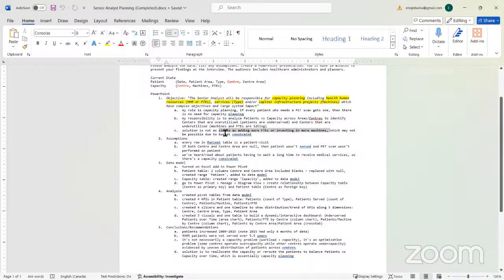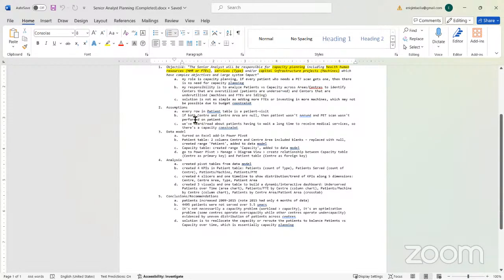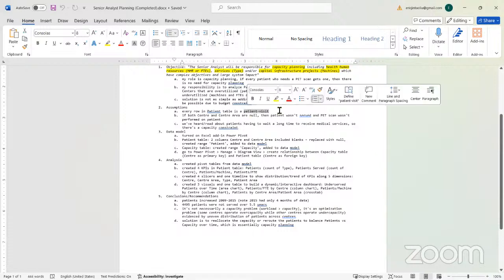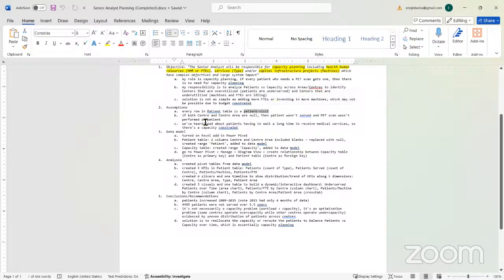This is not simple. This costs money. I think the government has a very limited budget, right? Which may not be possible due to budget constraints. Okay, assumption: every row in the patient table is a patient visit. Don't you think this is very similar to a patient visit, right? If both center and center area allow, then the patient wasn't served and the PET scan wasn't performed on the patient.